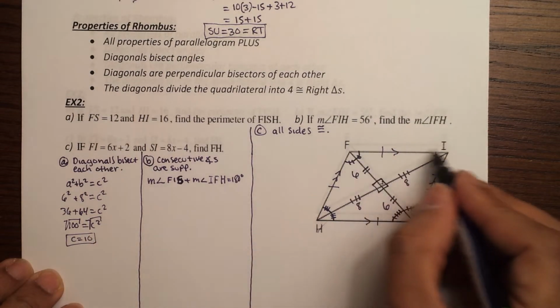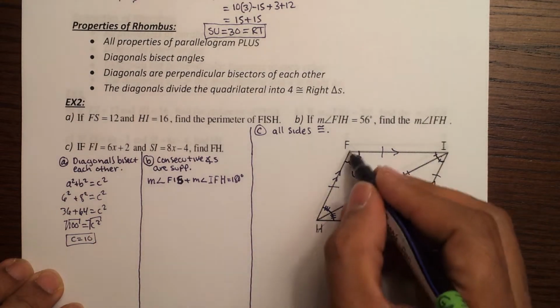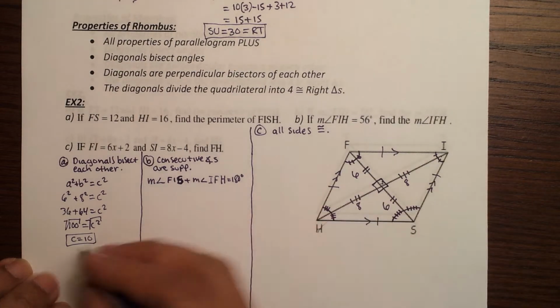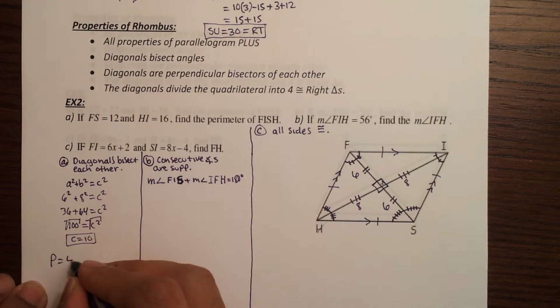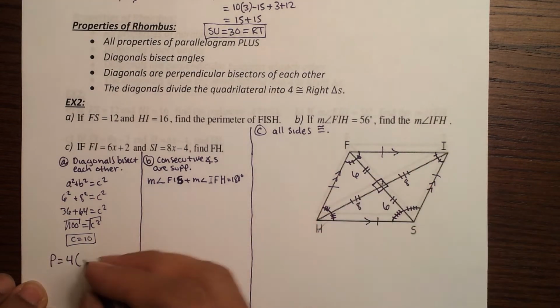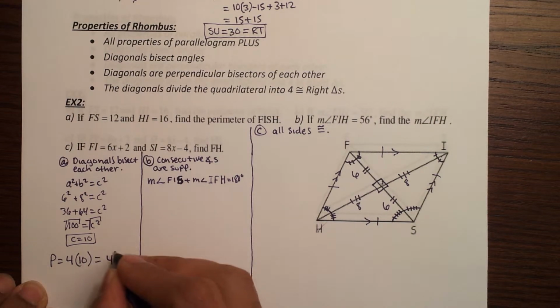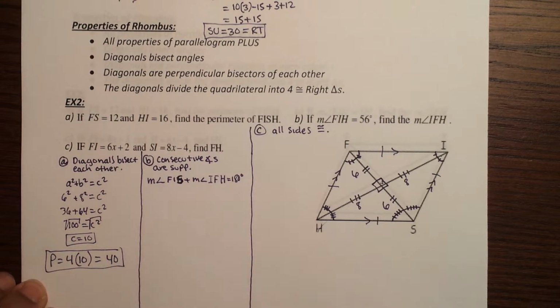So that means this is 10. But if this one is 10, then so is this one, and that one. So if we want to find the perimeter, then we just multiply the four sides because they're all equal. So we say 4 times 10 gives us the perimeter, and the perimeter is 40 units.